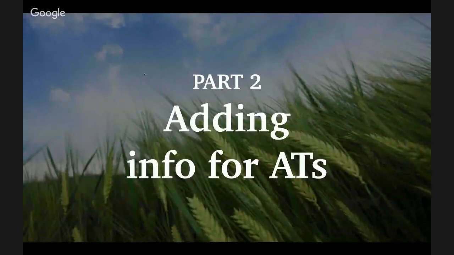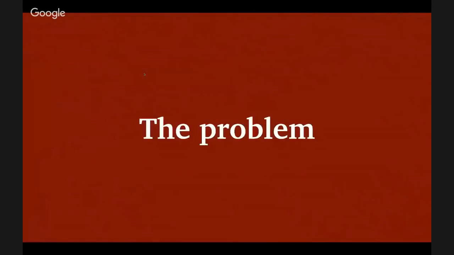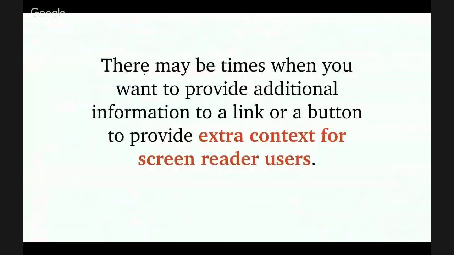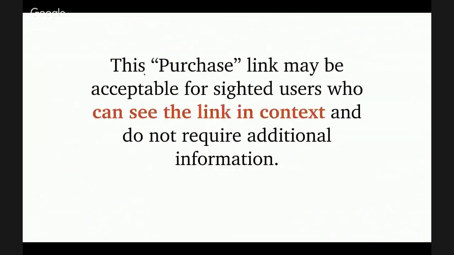The next thing I want to talk about is this idea of adding information for assistive technologies. So the problem here is that there may be times, and I'm going to be stressing this, should be used very sparingly, but there may be times when you want to provide additional information to a link or a button, and you want to provide additional context for screen reader users. And we might have a button or a link, in this case, saying purchase. Now this link may be acceptable for sighted users because they can see all around that link and get context for what's going on, and they don't require additional information.